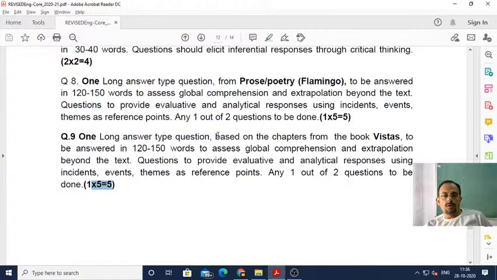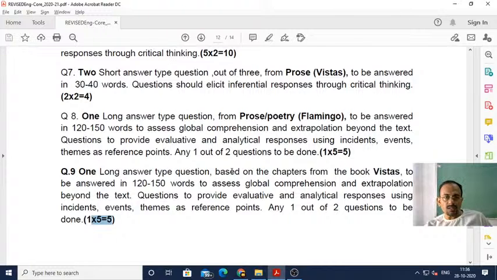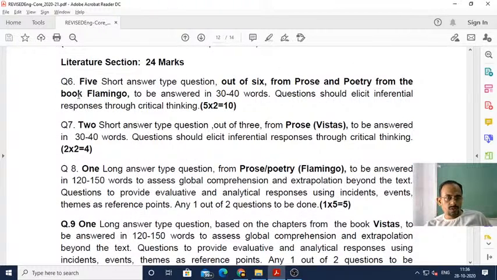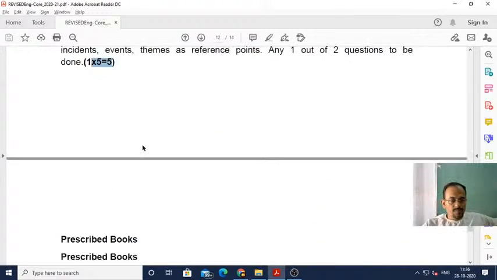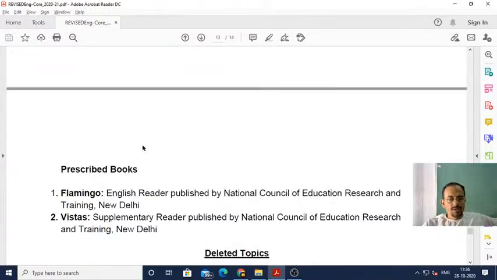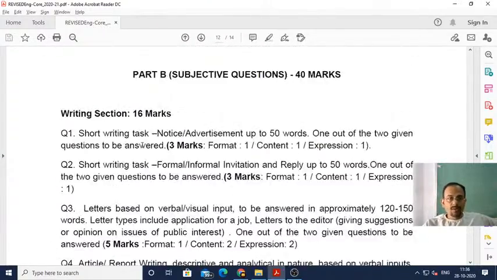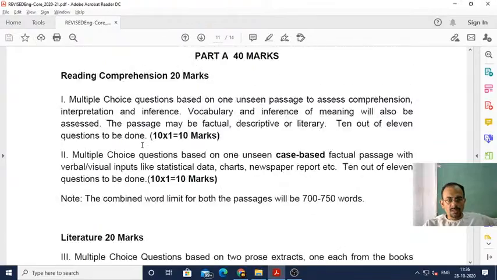Okay, one from Flamingo and another from Vistas, and then question number 6 and 7, that is the first 2 questions, will be of 2 marks each. Okay, so dear students, this is the syllabus pattern and marking scheme of your examination, which is going to be held next year.